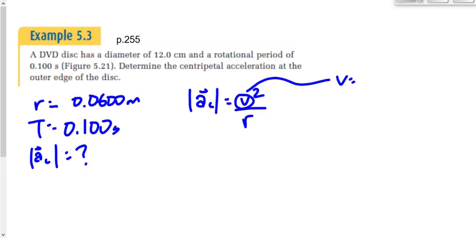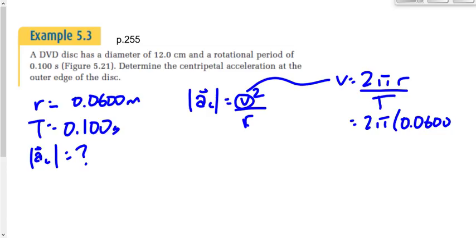Yeah, Maddie? Good. v is equal to 2 pi r divided by the period. And lo and behold, we're there. Okay, we didn't necessarily have to know how to solve it when we started. We wrote down something that we knew, and then we figured, oh, we need something else. We write down something else that we know, and we got it. 2 times pi times 0.0600 meters divided by the period of 0.100 seconds. Let's figure that out.